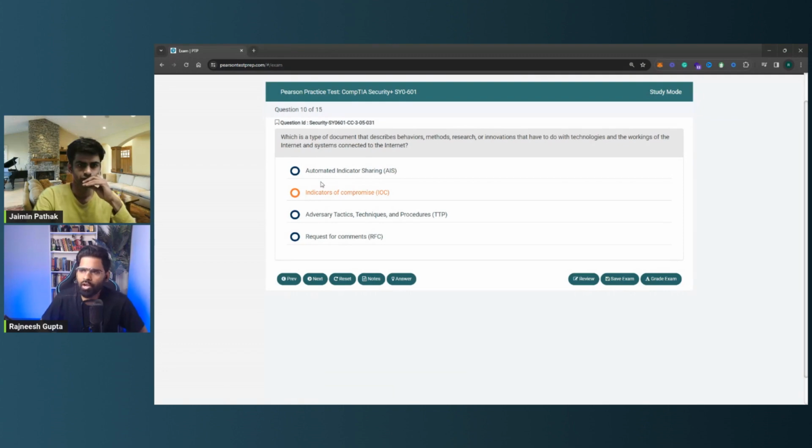Which is the type of document that describes behaviors, methods, research, or innovation that have to do with technologies and the workings of the internet and systems connected to the internet? Many of you might get confused, but this is a more fundamental question. I think this has to be a request for comment, RFC, correct? Yes, because an RFC describes how a specific internet protocol should work.